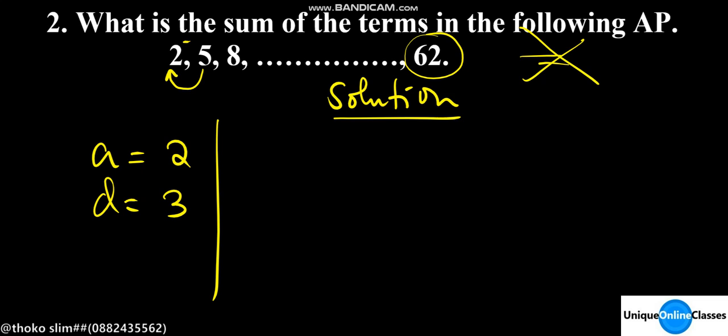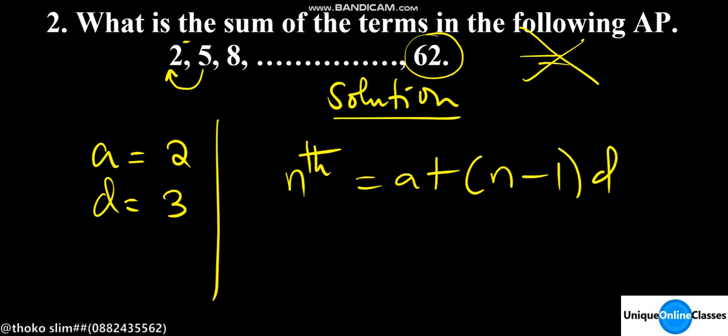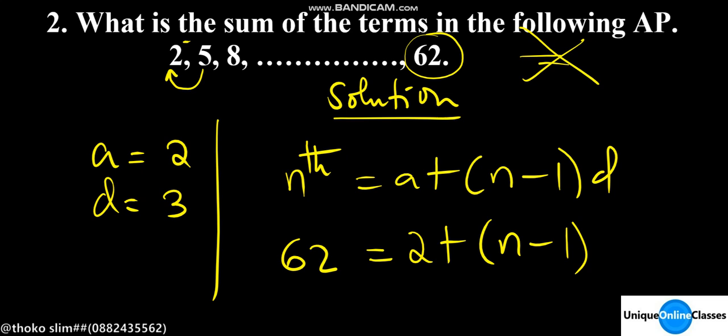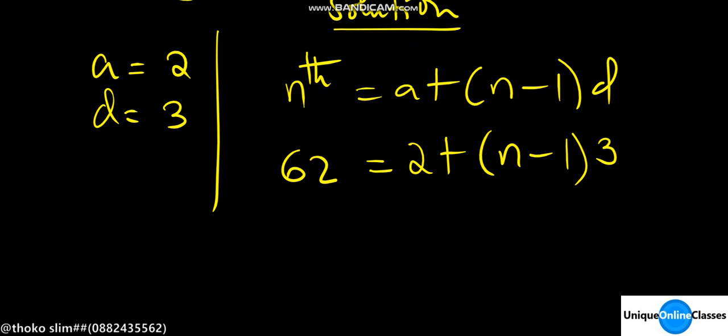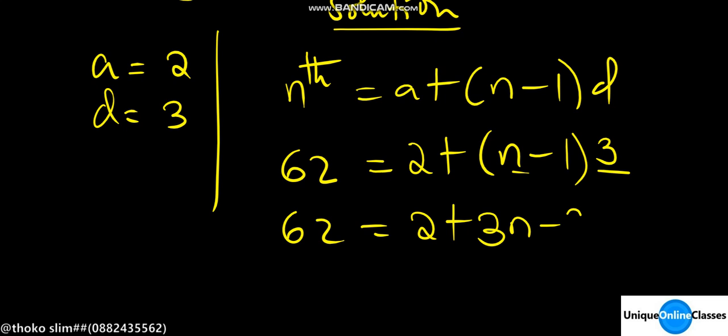The nth term, remember, is equal to a plus n minus 1 d. So our nth term here, 62, is equal to our first term, that's 2, plus n, which we don't know, minus 1, times our common difference, which is 3. So 62 is equal to 2 plus, if you multiply this out, 3n minus 3.